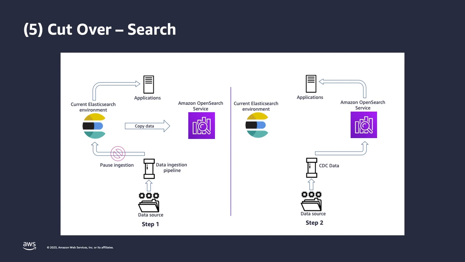For search workloads, typically you will pause the ingestion from the source to the current environment. You will copy all of your data from the current environment through either snapshot restore or remote reindex to the target environment. You can have the read traffic still served by the old environment until your data is fully loaded to the new environment. Then you can switch over the write and read operations to the new cluster.